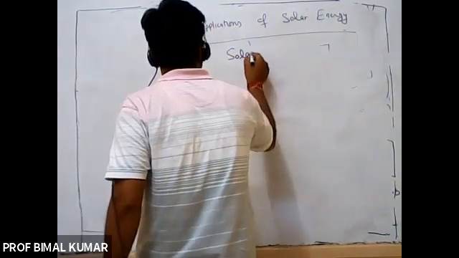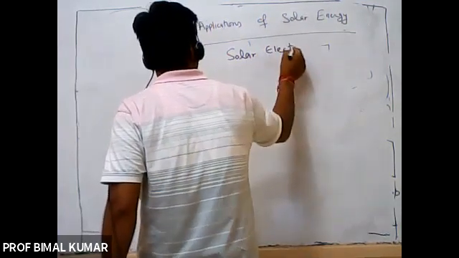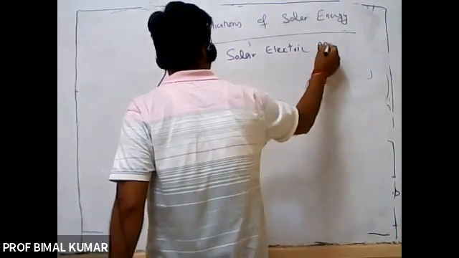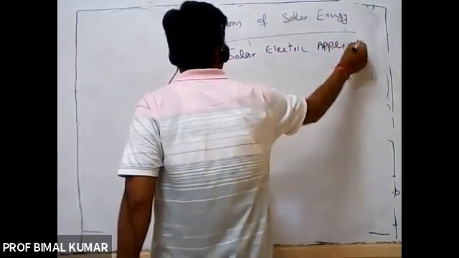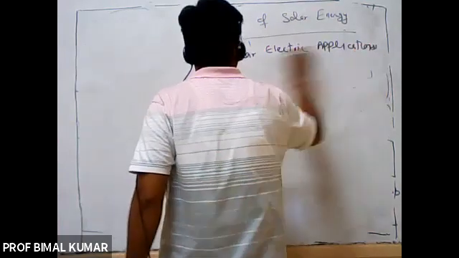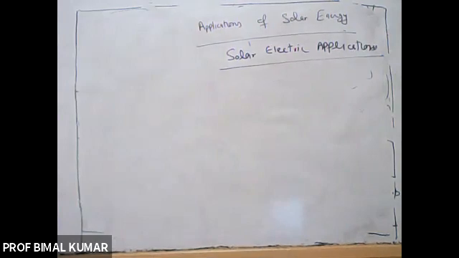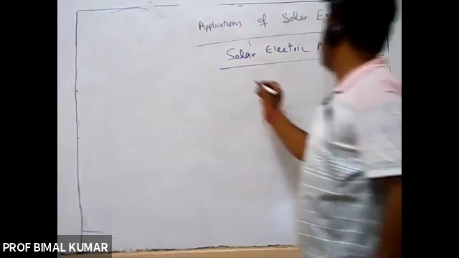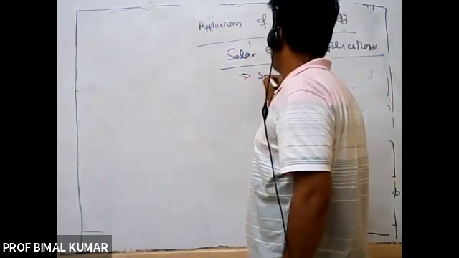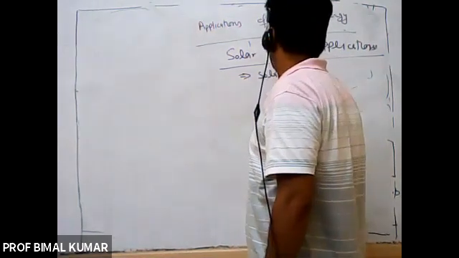In this category, solar electric application, we have four different types of devices, you may say. First is the solar thermal method. We will discuss them one by one.